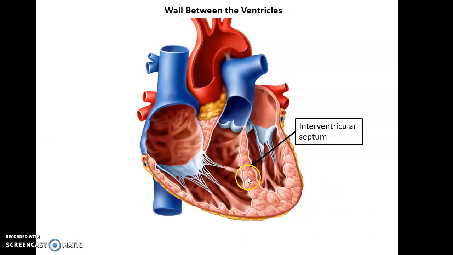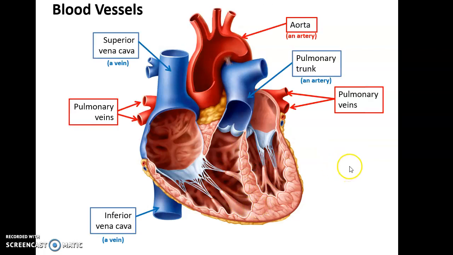There's a wall between the ventricles referred to as the interventricular septum. Left ventricle, right ventricle, interventricular septum. And there are blood vessels that travel carrying blood to or away from the heart. We have the superior vena cava, which is a vein carrying blood to the right atrium. The inferior vena cava, also a vein carrying blood to the right atrium, also the coronary sinus.